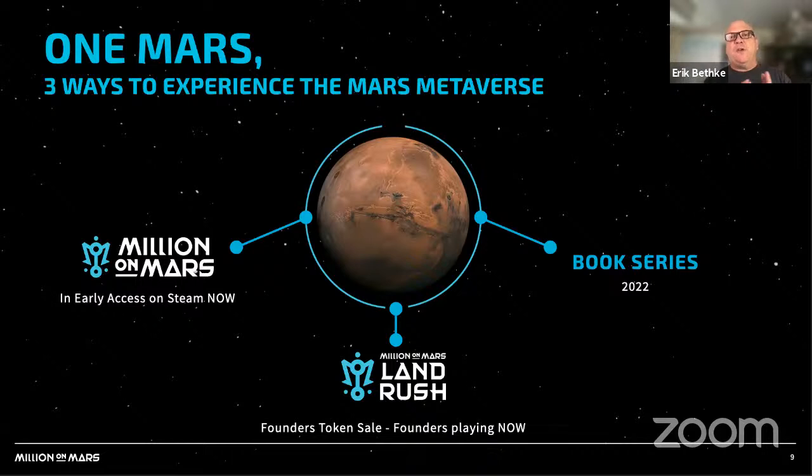I mean, if you think about it, everything you have to do to succeed living on Mars, apply that on Earth, Earth gets better. We have to get better at marketing how space is pro-Earth. Okay, so we're doing that with two games and a book. I'm going to spend the bulk of my time today talking about Million on Mars, the 3D MMO on Steam, but also speak a little bit about Land Rush, both of which we have just launched in the last 3 weeks.